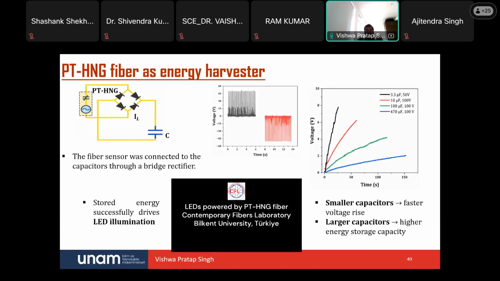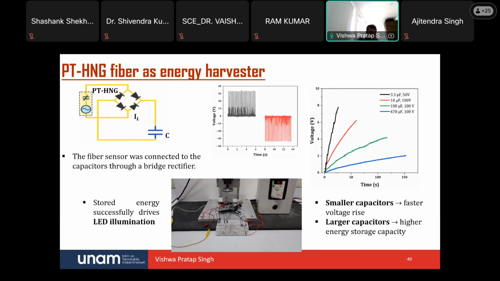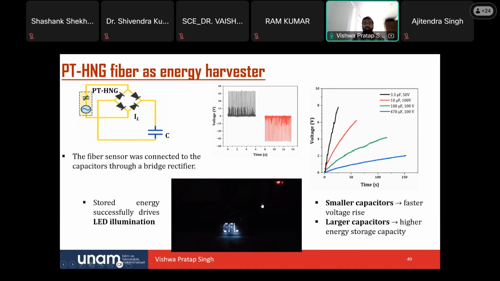We also did capacitor charging and LED charging to know if it can be used for energy harvesting. For application, we used many LEDs to understand whether it lights them up or not. Obviously this fiber was really fantastic and it works, and energy storage is good.